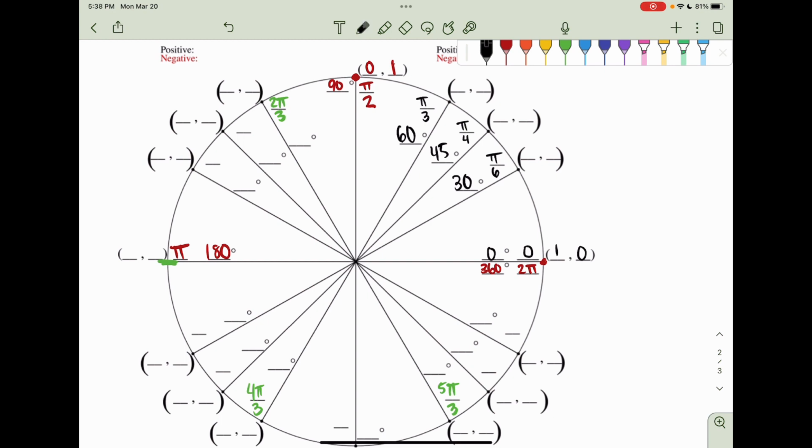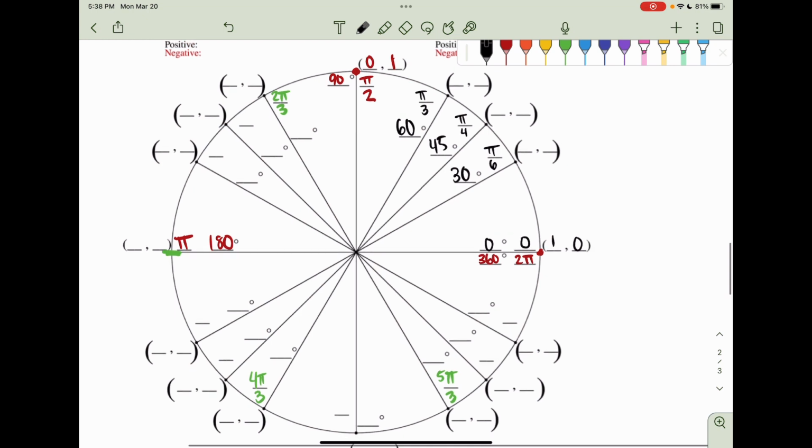So we can write in our degree values for the pi over 3 reference angles. If we add 60 to 60, we get 120. 120 plus 60 gives us 180. 180 plus 60 gives us 240. Plus 60 gives us 300. And plus 60 puts us right back at 360 degrees. So our full circle to pi.